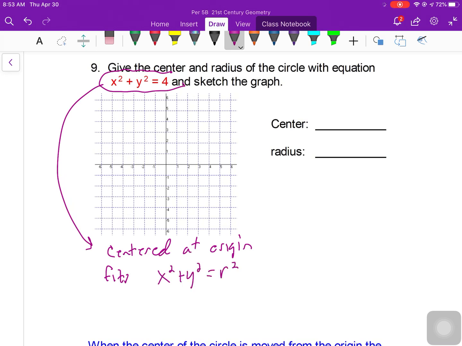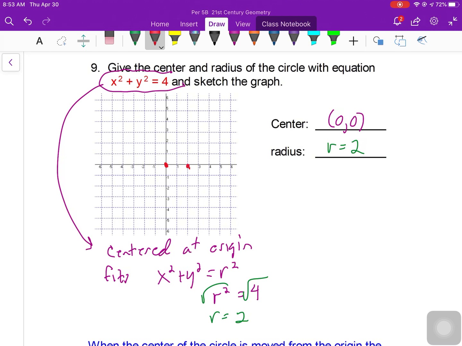Because it fits the pattern, x squared plus y squared equals r squared. So the center is just going to be 0, 0. The r squared is 4. So if we take the square root of both sides, we find out that the radius is actually 2.